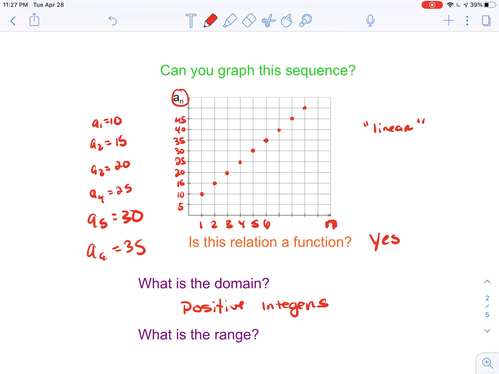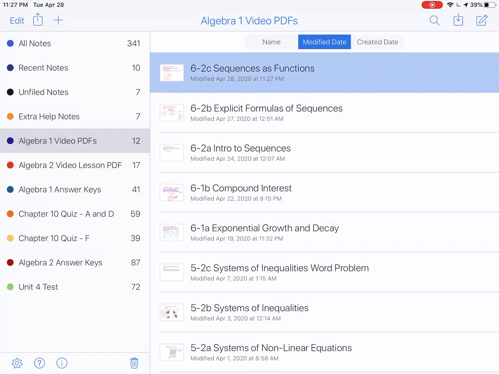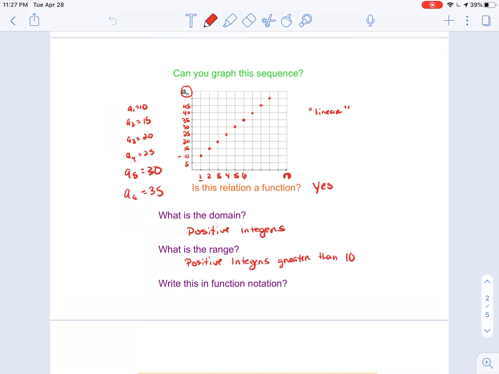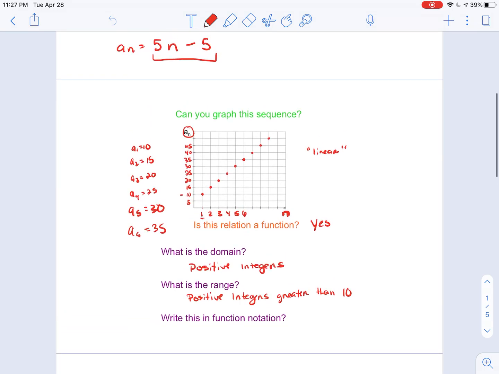So how does that affect my range? Well, when we consider our range, those are our values on our y-axis. Well, these are also positive. They are also integers. And we even have a starting point, right? If I don't go below 1, my starting y value is going to be 10. So my range here is going to be positive integers greater than 10. Okay, so that's the type of values that are included in my range.